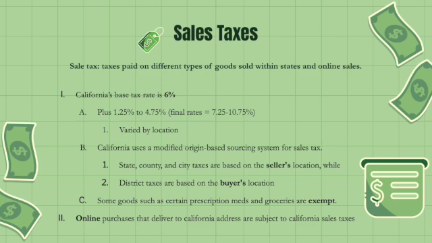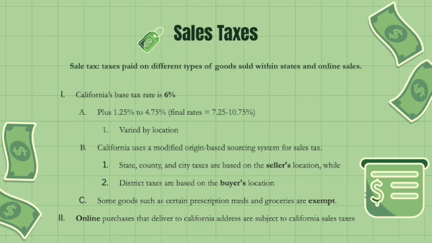Next up is sales tax. A sales tax is essentially tax paid on different types of goods that are sold within states or on online sales. So in California, the base tax rate is 6%, with an additional 1.25 to 4.75%. For example, if you buy a piece of bread from the grocery store, you will pay a minimum of 7.25%, which varies by your location. So in more expensive areas, such as San Francisco, you should expect to pay upwards of 10.75%. And in more rural areas, such as the farmlands of California, generally you would pay less tax.